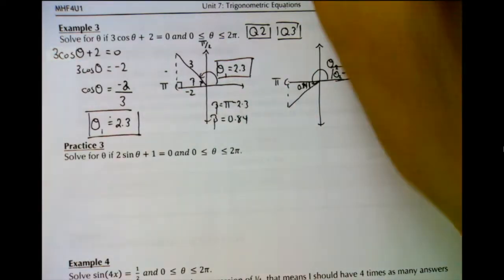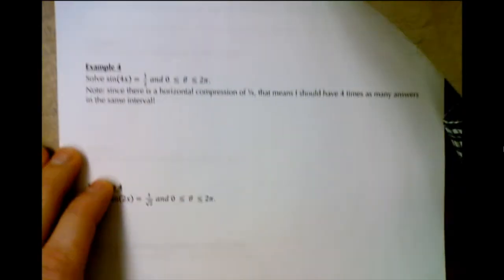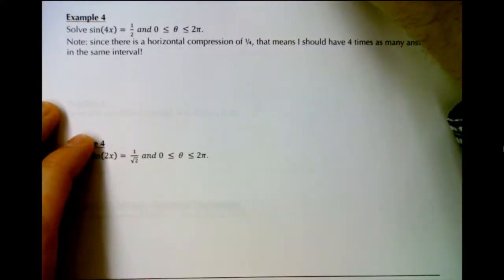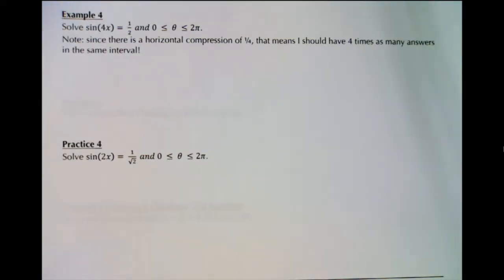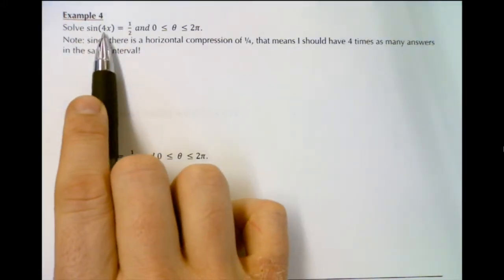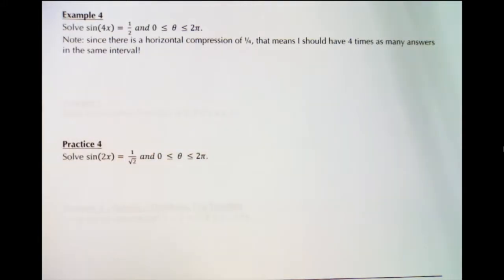Example 4. This is a tricky one. This says solve sine 4x equals 1/2 from 0 to 2 pi. What this means is that we have our regular sine function, but that 4 is a k value, and what k does is it compresses the function. It takes a normal period of 2 pi to complete one full rotation and compresses it by a factor of 4.